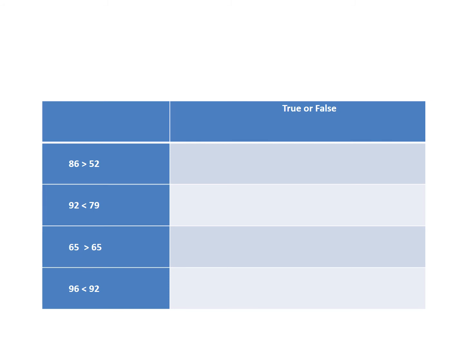With this one, you need to decide whether the calculations that you can see are true or false. Pause it while you have a think. So the first one is true because 86 is bigger than 52. 86 has 8 tens, 52 only has 5. Then the next statement says 92 is smaller than 79. Well, that one is false because the 9 in the first number is in the tens column, where the 9 in the second number is only in the ones column.